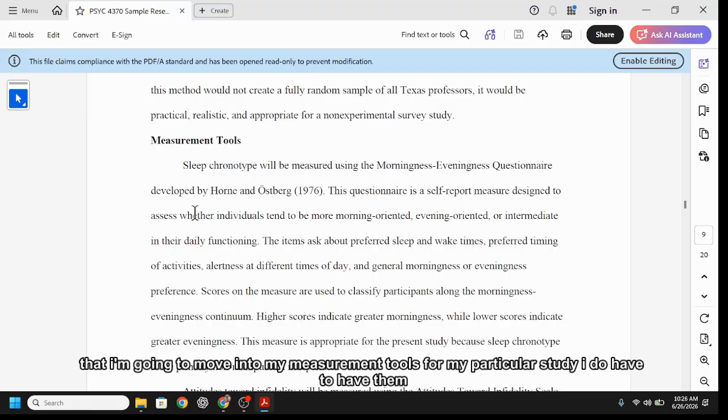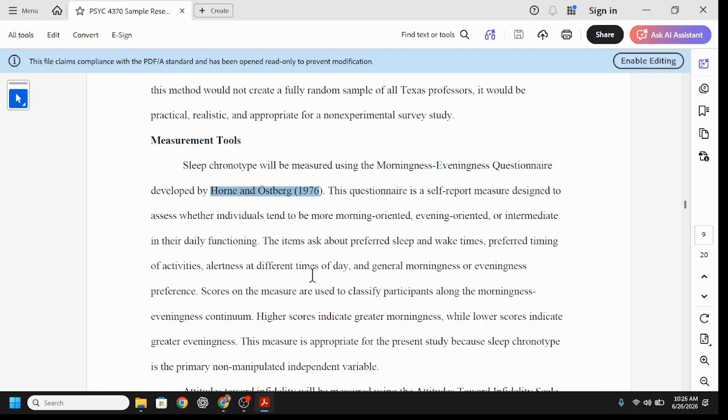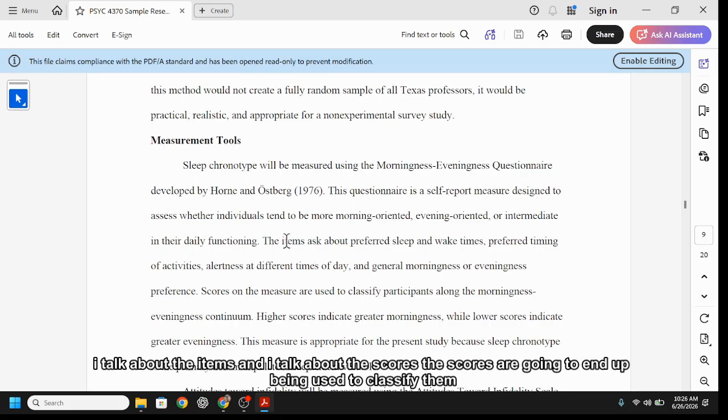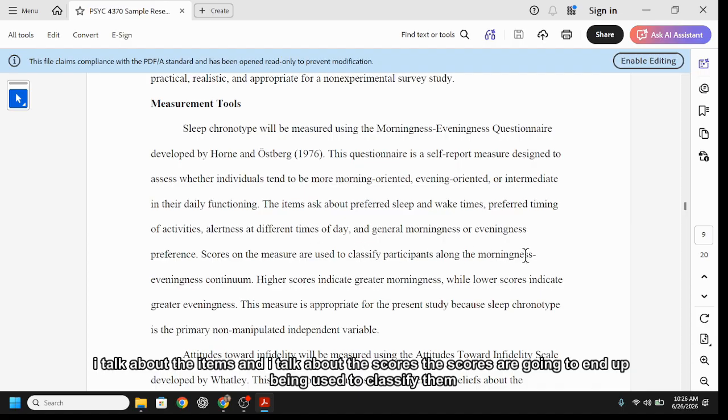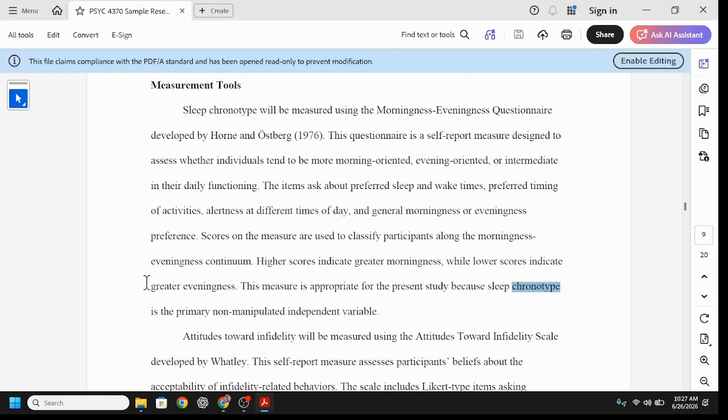For my particular study, I do have two of them. I talk about the Morningness-Eveningness Questionnaire, and I cite it, okay? And I explain what that questionnaire asks. I talk about the items, and I talk about the scores. The scores are going to end up being used to classify them as morning or evening people. The higher the score, the greater the morningness of the person. And what that does is that allows me to classify my participants by sleep chronotype.